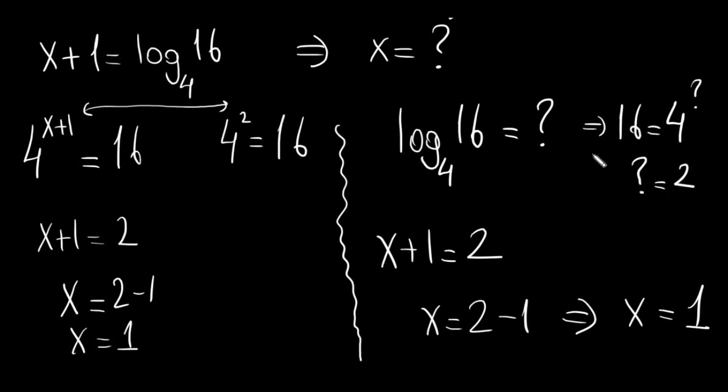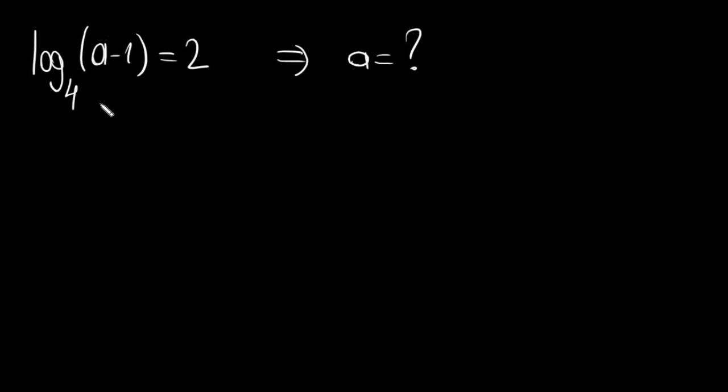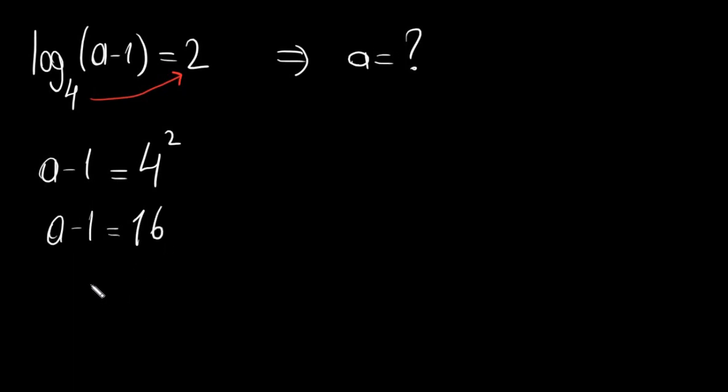Okay. Let me copy another question. We are going to find the value of a in this equation. Log base 4 of a minus 1 is equal to 2. So the first step, we know that a minus 1 is going to be, in this case, 4 to the power of 2, right? So let's write a minus 1 is equal to 4 to the power of 2. So I know that 4 to the power of 2 is 4 times 4, which is 16. So a minus 1 is equal to 16.